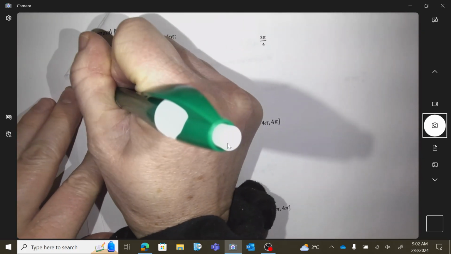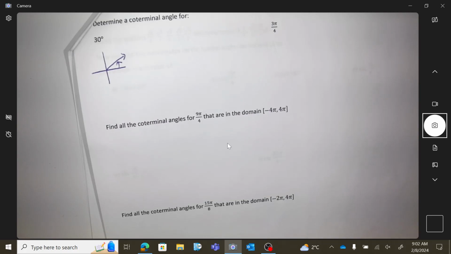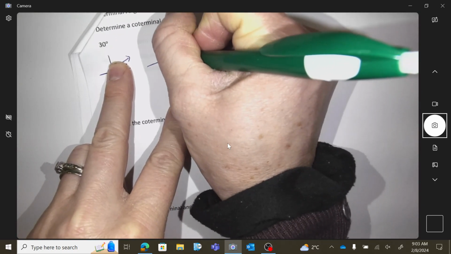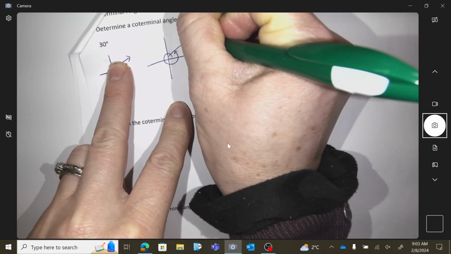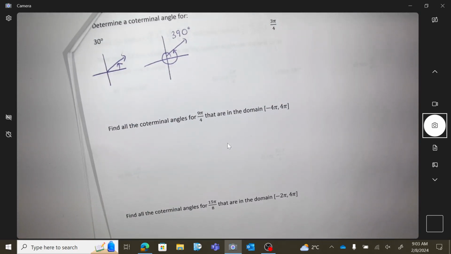So if I want to draw 30 degrees, it would look something like that, right? That's a 30-degree angle. So can you think of another angle with a different number, but that arm, the arrow thing that I drew, would be in the exact same spot? 390, yeah. So if you swivel one whole circle and then that much, 390 degrees is in the exact same position. So that's coterminal. That's what it means.